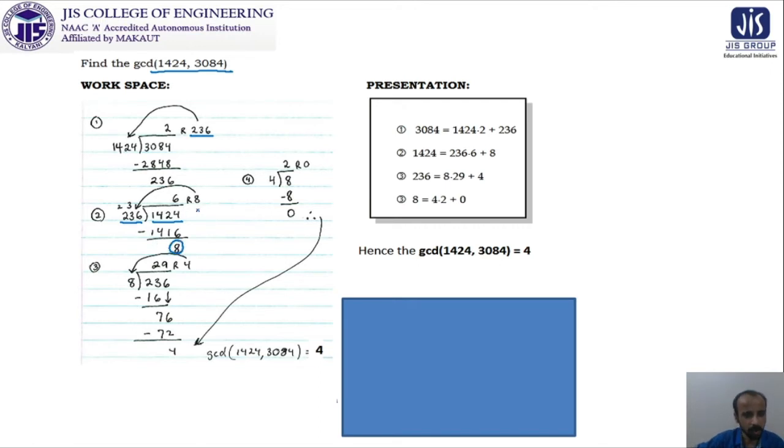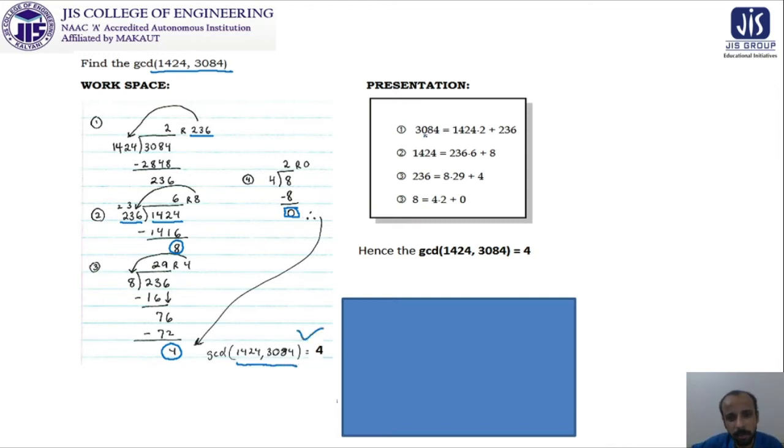Okay, now we have to divide 236 by 8, and after dividing it we are getting the remainder as 4. Now, according to the same process, we have to divide 8 by 4, and we see that here the remainder is coming as 0. In the step where the remainder is 0, the previous step's remainder is the GCD. The previous step remainder is 4, so the GCD of 1424 and 3084 is 4.